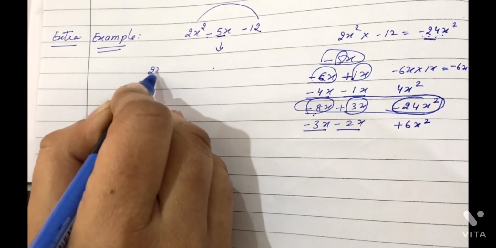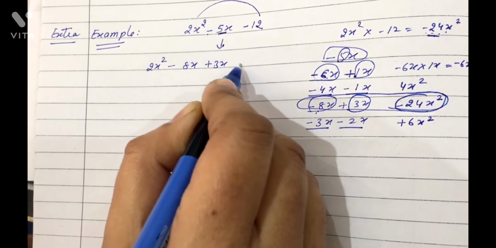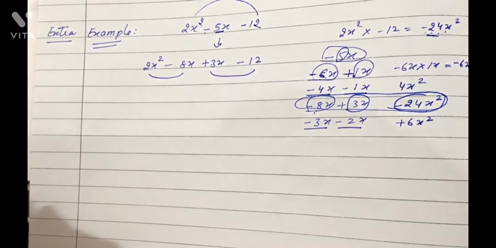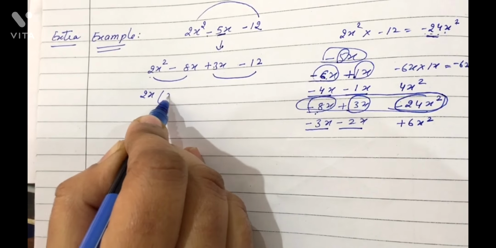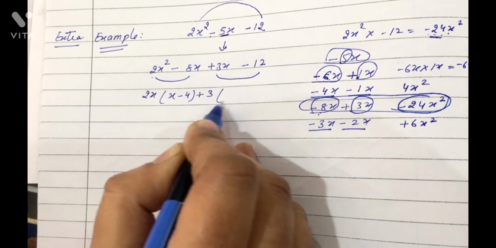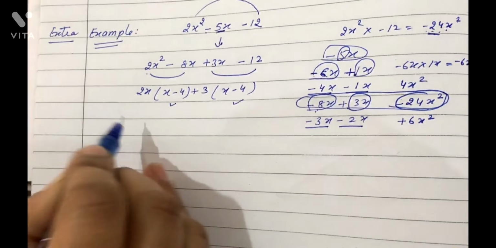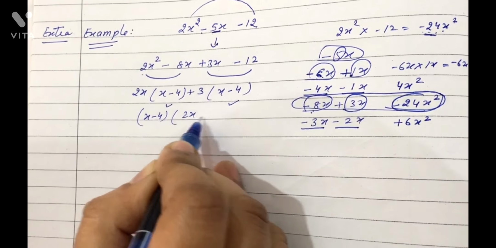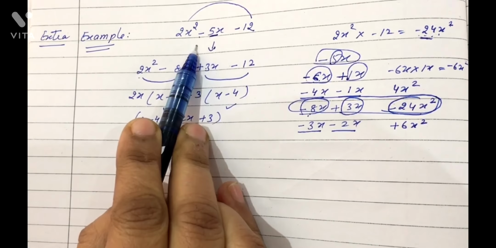So in place of this middle term we will write minus 8x plus 3x minus 12. Now we will make the combination of these two terms and these two terms. From these two we will take 2x common, left part would be x minus 4. From these two we will take 3 common and left part would be x minus 4. Now these two brackets are same, so x minus 4 will be common and we are left with 2x plus 3. So this is the factorization of the given expression.